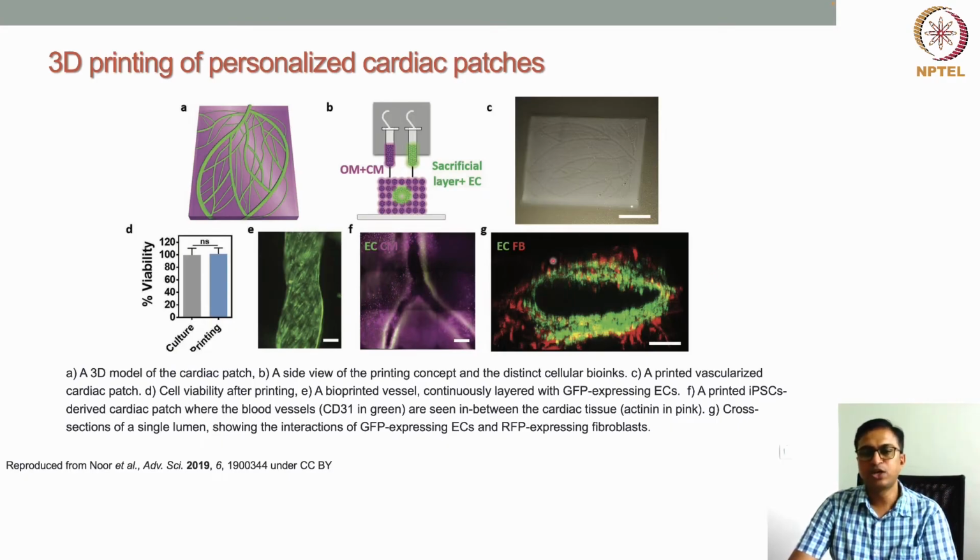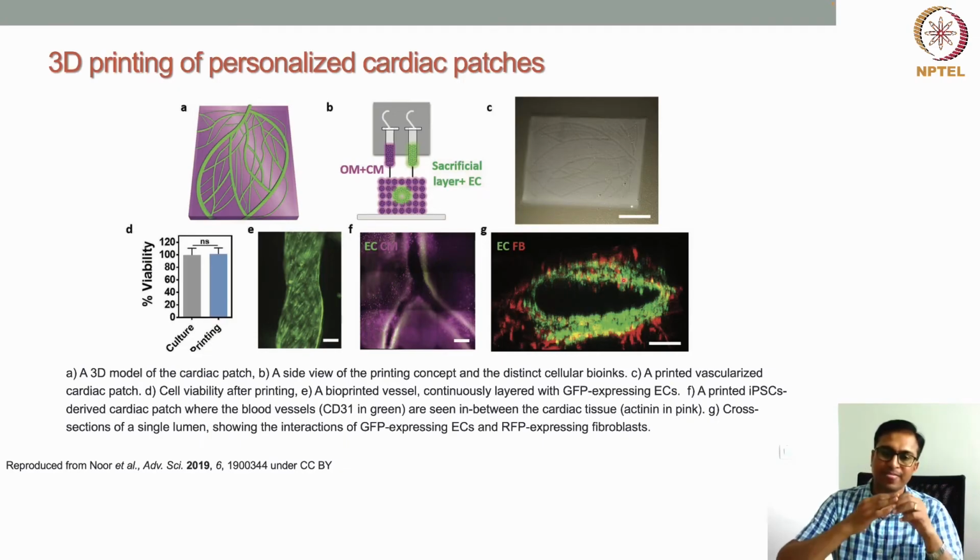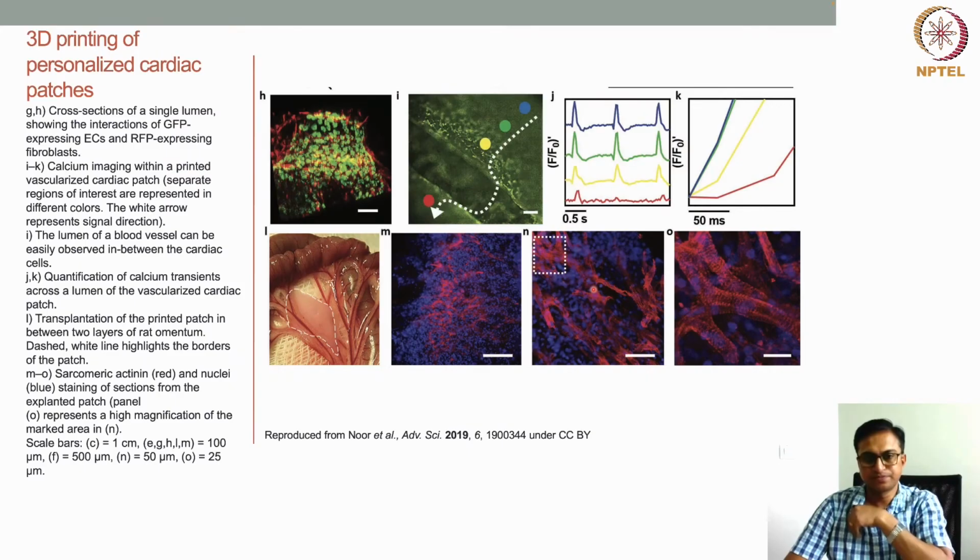And this is the cross section of a single lumen. If you magnify it further and look at the cross section, you can clearly see the endothelial cells covering the luminal surface of the channel, and the other cells are clearly visible. Here the fibroblasts are expressing RFP, a red color dye. So the other cells, the fibrous cells, are clearly visible in the surrounding area, and the endothelial cells line the lumen.